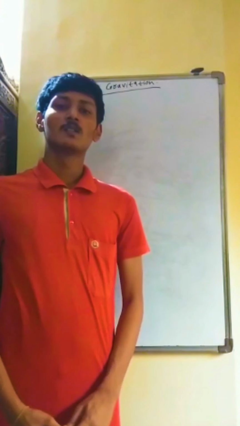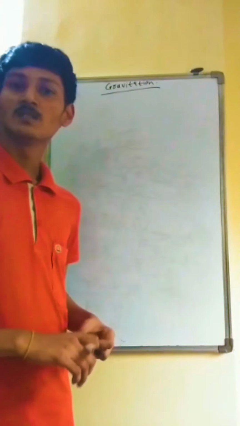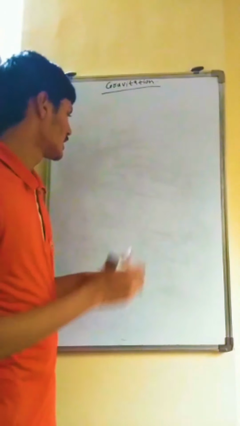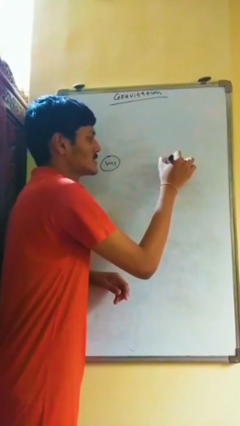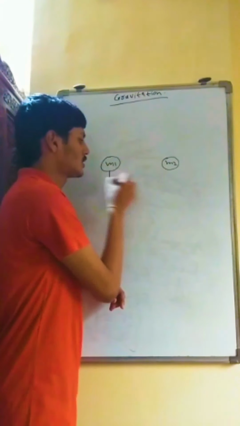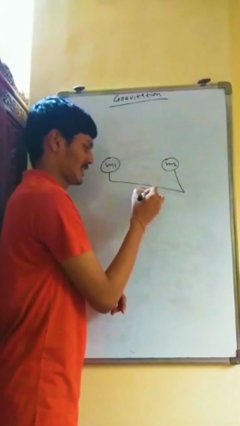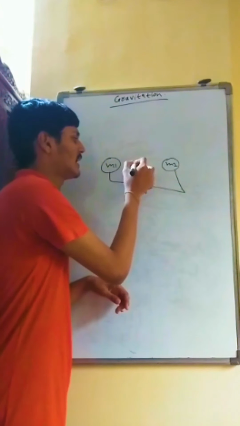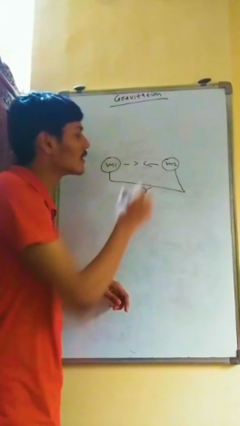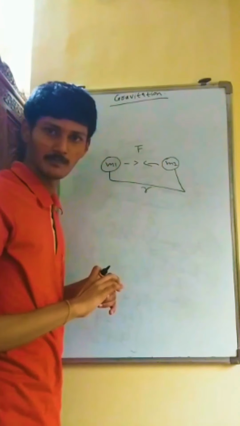The most famous Newton's law of gravitation. So first, let us see the equation. From that, we'll learn the statement. There is a body of mass m1 and a body of mass m2. These bodies are separated by a certain distance, for example r. So these two bodies will attract each other with some force.